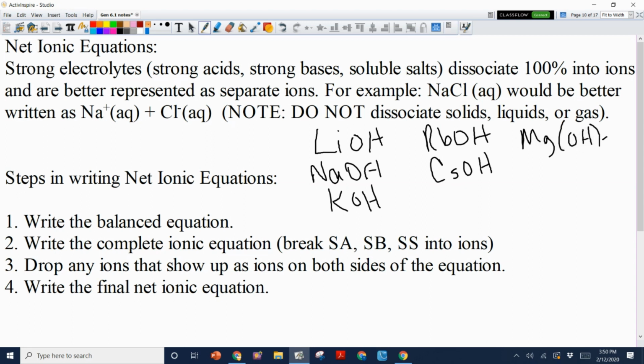And then in group 2, it's going to be magnesium hydroxide, calcium hydroxide, and strontium hydroxide. Okay, those are considered to be your strong bases. All other bases are considered to be weak bases.